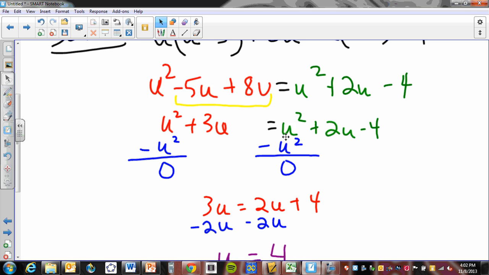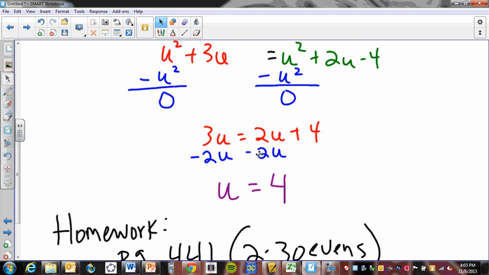Most of your stuff, these u squares, and if you get u cubed or something like that, they will generally cancel out at this point because we haven't dealt with how to get rid of that if we need to. So we just subtract. Let's subtract this u squared from both sides. Well, when you subtract u squared from both sides, they both become 0 and cancel out. So 3u comes down here, and then 2u minus 4.